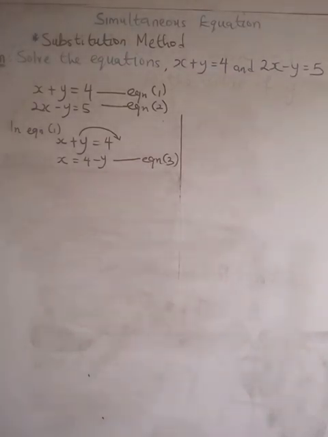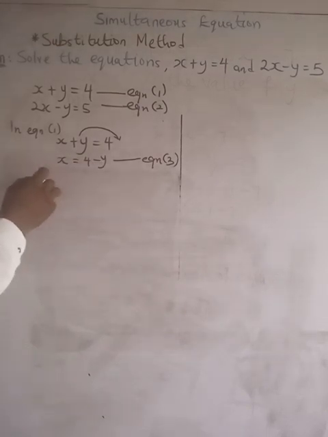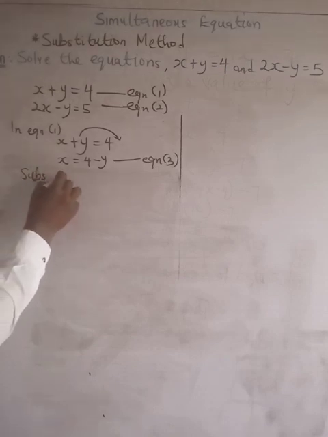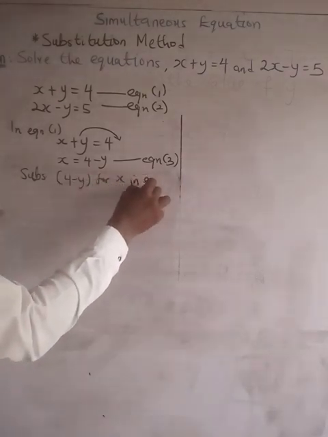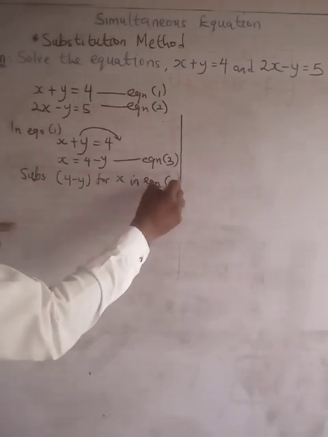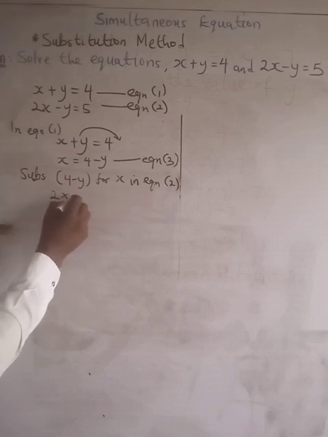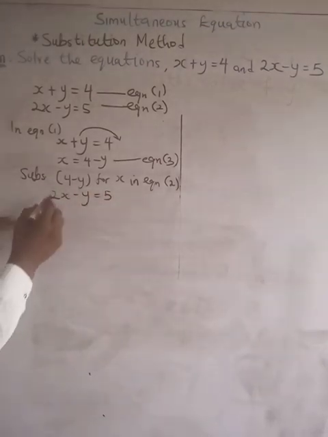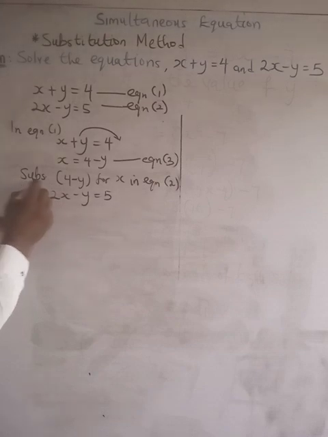So what do we do now? We substitute 4 minus y for x in equation 2. Equation 2 is 2x minus y equals 5. So in place of x, we are going to put 4 minus y. So we are replacing x with 4 minus y. That's what we mean by substitution method.